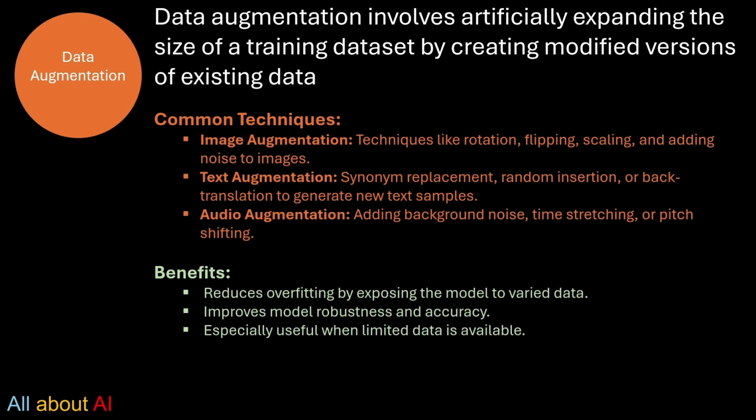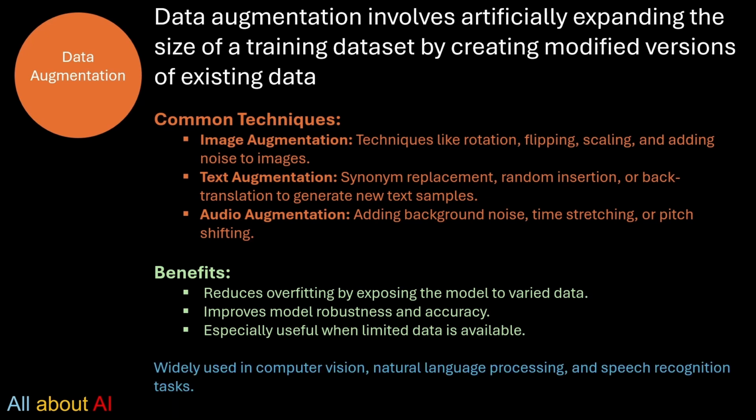Now, what is the benefit of having data augmentation? It reduces overfitting by exposing the model to various additional data. It also improves model robustness and accuracy. And especially when there is limited data, data augmentation helps us to create more data to train the model effectively. This is widely used in computer vision, natural language processing, and speech recognition tasks.